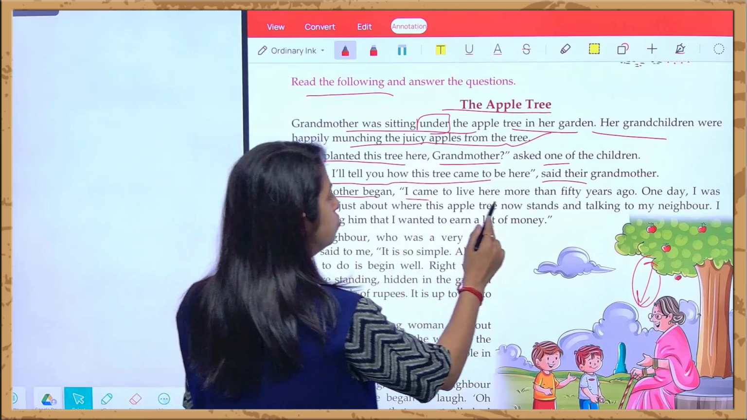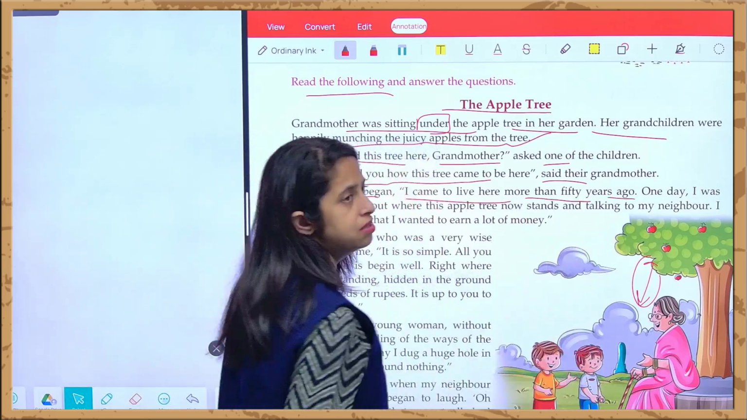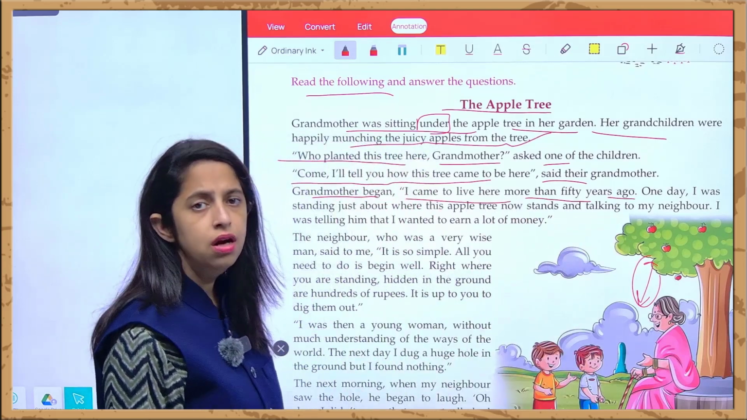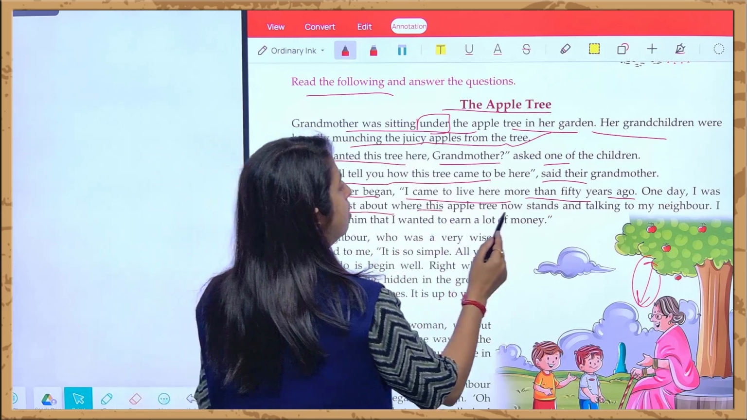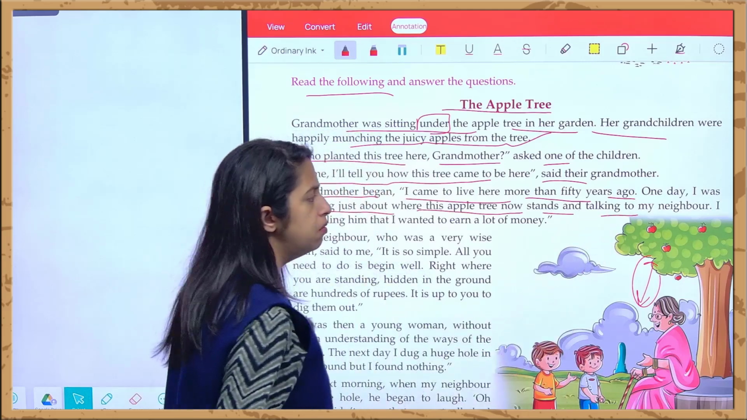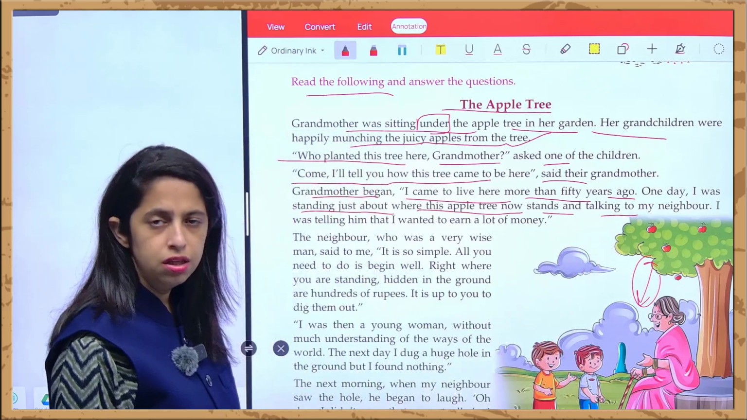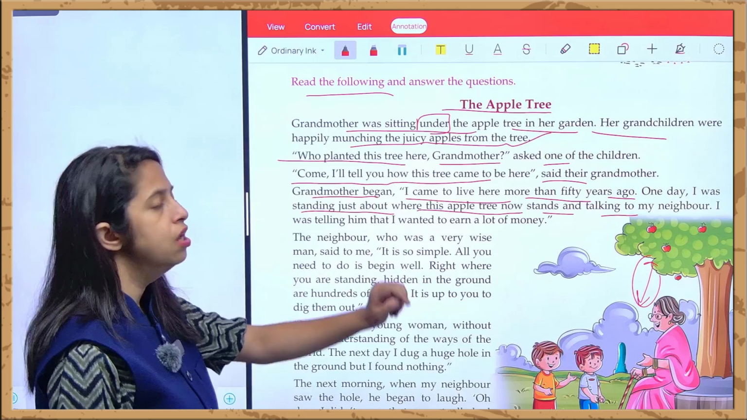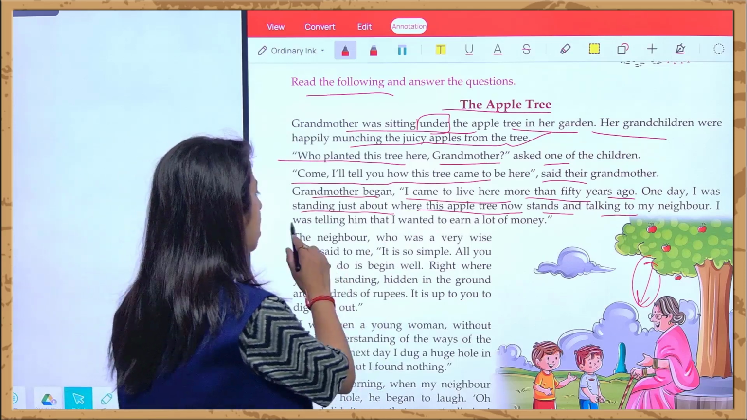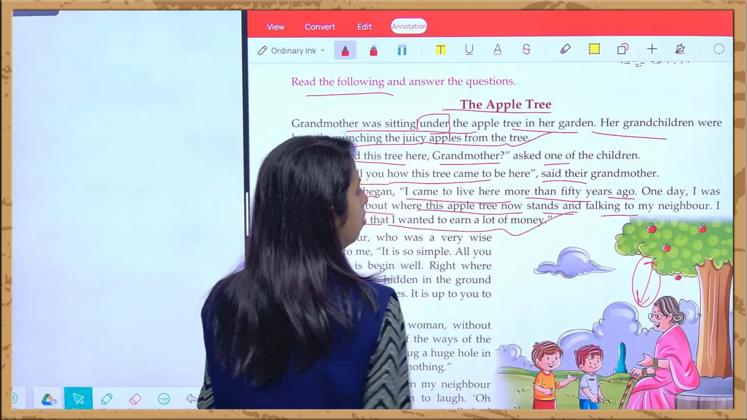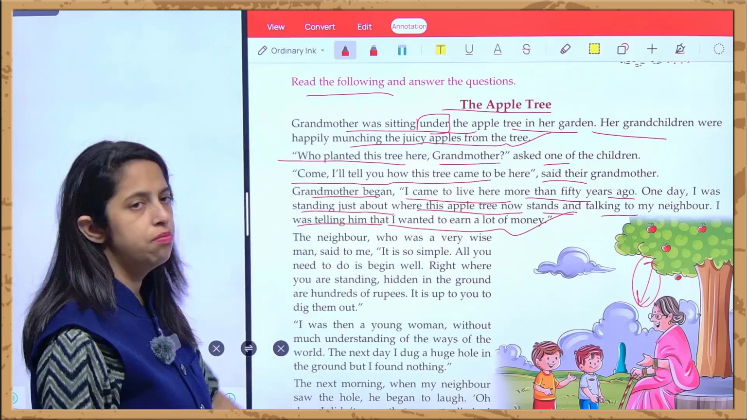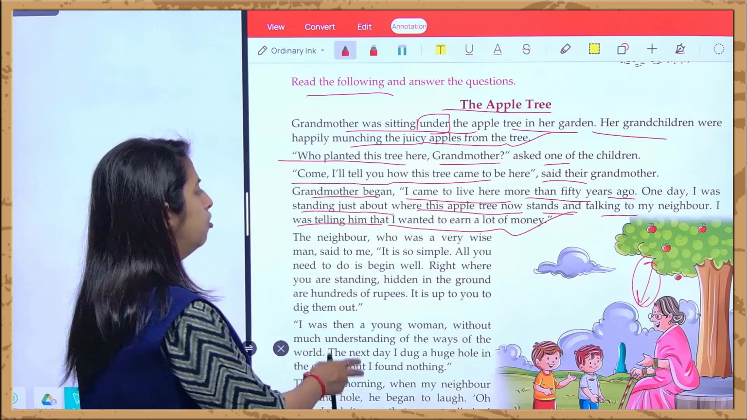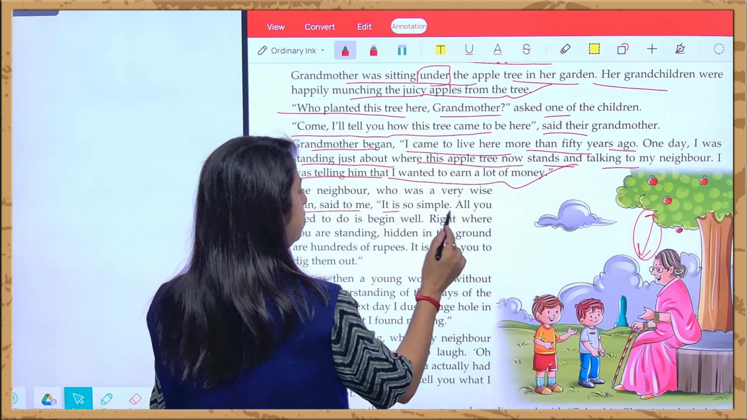Grandmother began. I came to live here more than 50 years ago. She's saying that she used to reside over here since 50 years, and one day she was standing about where this apple tree now stands talking to my neighbor. और इसी जगह पे मैं एक बारी खड़ी थी, तभी भी ये apple tree था, and I was talking to my neighbor. And I was telling him that I wanted to earn a lot of money. She was saying that I was just telling to that neighbor कि मेरे को बहुत सारा पैसा कमाना है एक दिन.